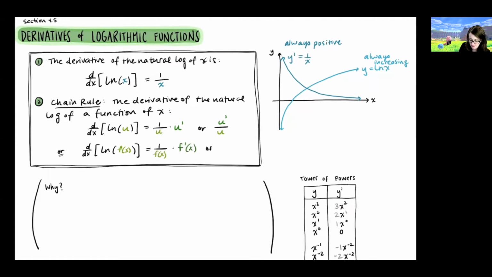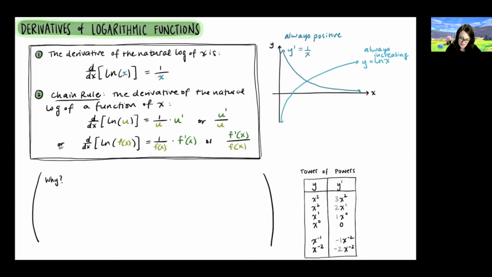And we can still rewrite that, and all in one go try to simplify, and we can put that as f prime of x over f of x. Okay, so here's a little mathematical proof as to why this is what it is. Why is the derivative of the natural log of x 1 over x? You don't have to know how to do this, but you should be able to follow along.